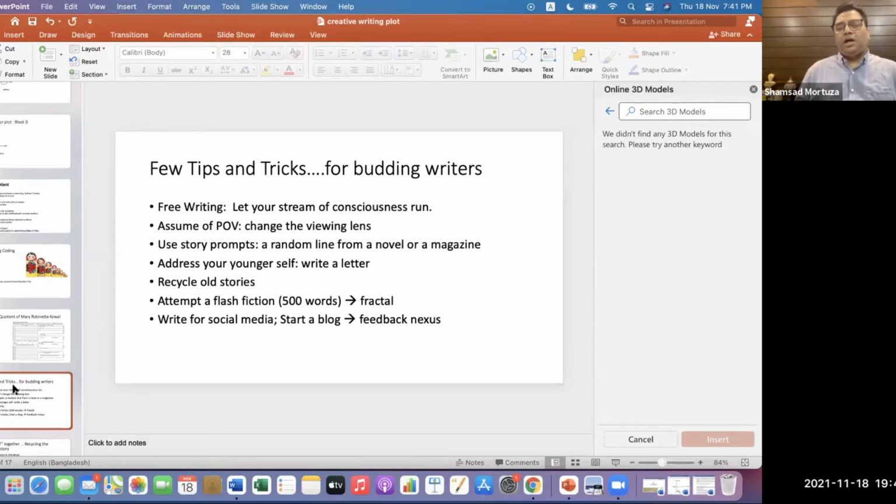And of course, because of hypertext, because, as somebody was mentioning earlier, of how technology has revolutionized literature and our expression, if you are a budding writer, a young writer, you can use social media to express yourself and create a feedback nexus, where you receive energy from your audience, from your reader, get feedback from your reader and weave that into your own creativity. That would be a different way of plotting, right? The root word for text and textile is the same. So it's all about weaving.